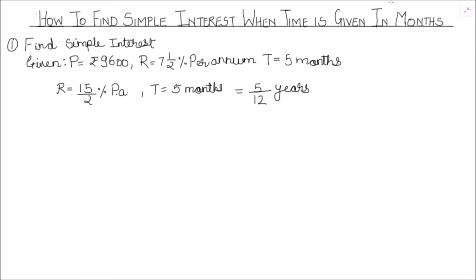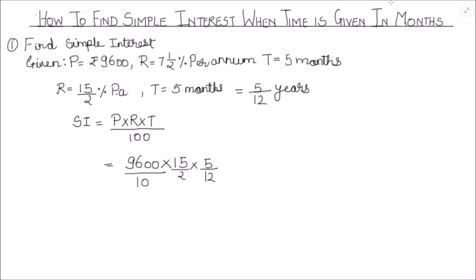We'll use our formula for simple interest as simple interest is equal to principal times rate of interest times time period divided by 100. Let us put these values in our formula. Principal amount is 9600. Rate of interest is 15 divided by 2. So 15 by 2. And time period is 5 divided by 12 divided by 100. So we have now written all the values in our formula.